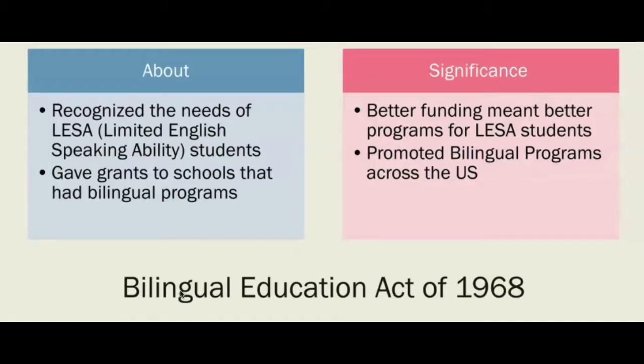Then, almost 3 years after, in 1968, we have the Bilingual Education Act, and it becomes the first federal legislation that recognized the need of limited English speaking ability students, and it went by the acronym of LESA.